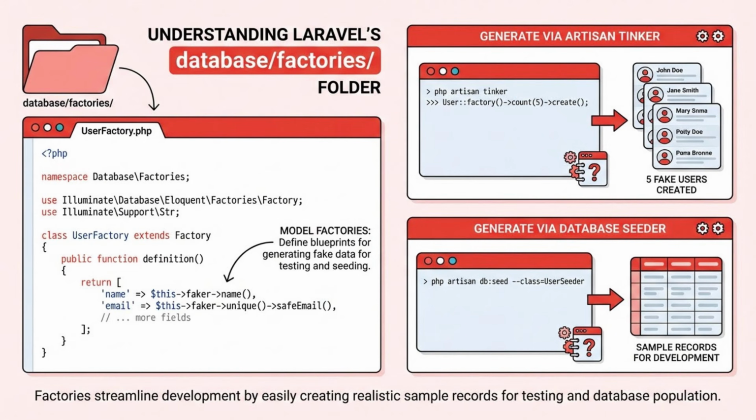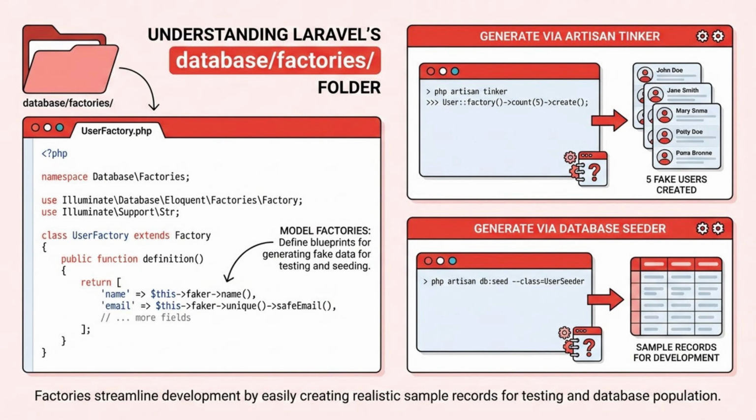In this part of the Laravel database structure, we dive into the database/factories folder, which plays a huge role in speeding up development and testing by generating realistic fake data. Instead of manually creating users, posts, products, or any other records during development, Laravel gives you model factories, blueprints that define what a sample record should look like. Each factory is a simple PHP class that lives inside the database/factories directory.